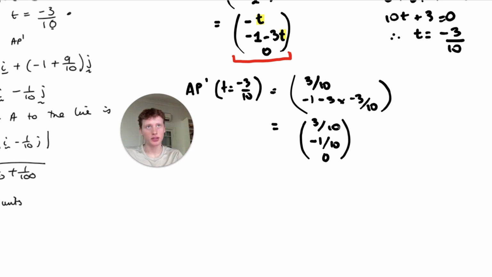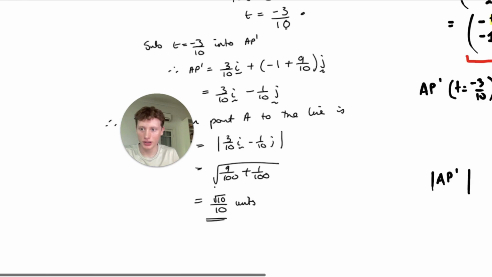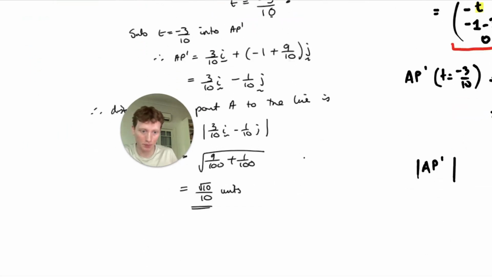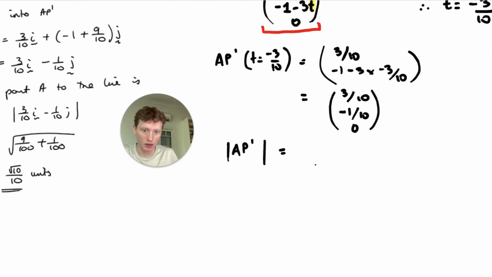How does that equate to distance? Well, this is a vector quantity. If we want to just find the magnitude of that vector, you could recall that the magnitude of AP, which is in fact the distance from the point A to our line, will be the square root of the components squared.